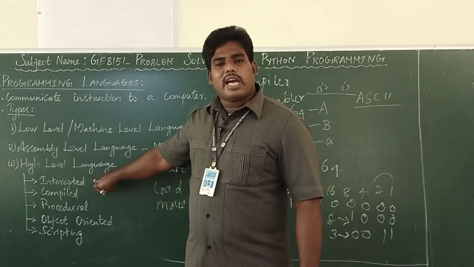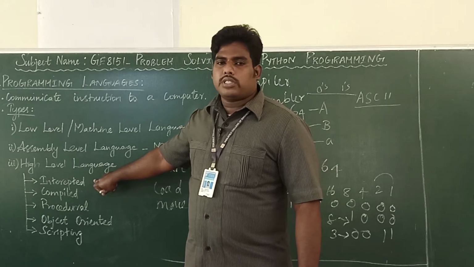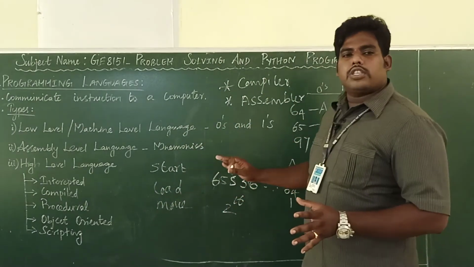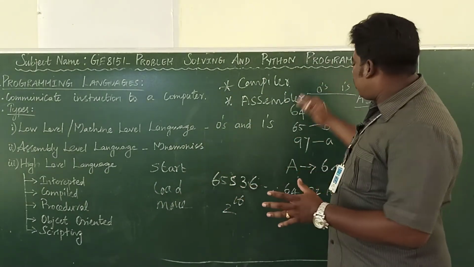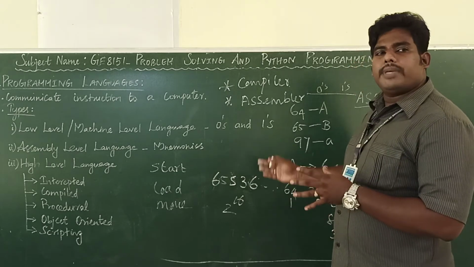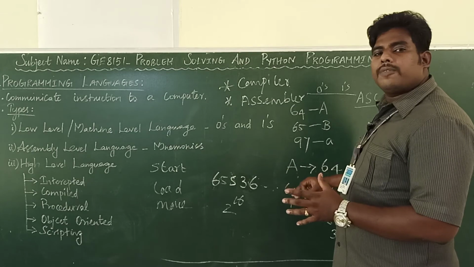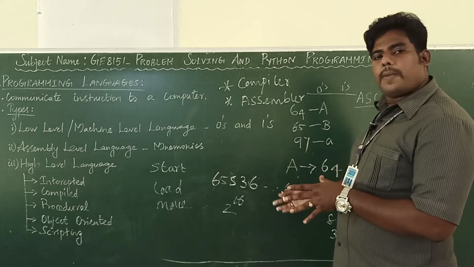Python is an interpreted programming language. The reason is, once you give the instruction, it doesn't convert into these zeros and ones. Directly it will be executed. While execution itself, it is converted into zeros and ones and it will process.